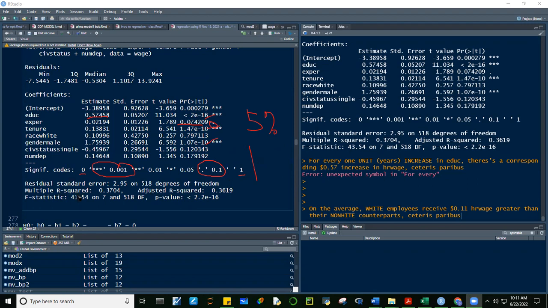So we go here, guys. Yeah, yung mga residual natin. Importante ito, no? Residual standard error is 2.95. Okay? Saan galing itong 518 degrees of freedom na to? Okay, remember, guys, ano yung formula ng degrees of freedom natin? So that's N minus K minus 1. Ilan ba yung N natin? How many observations do we have, guys? Ilan, guys, yung observations natin?